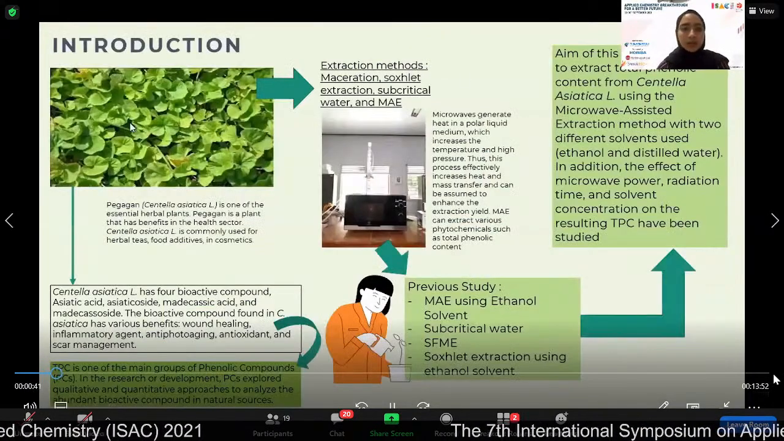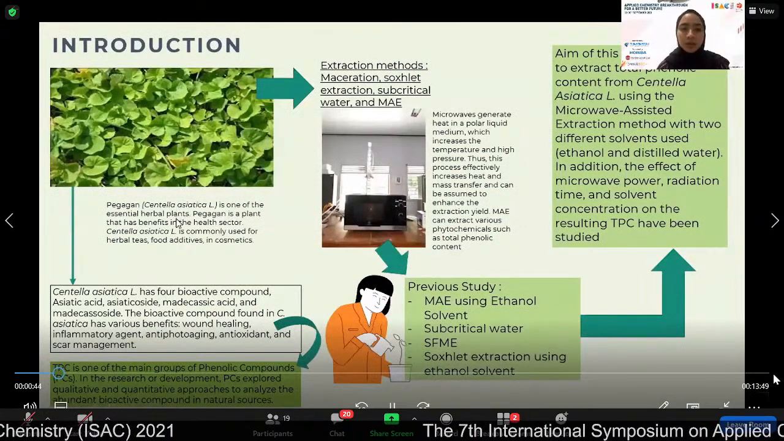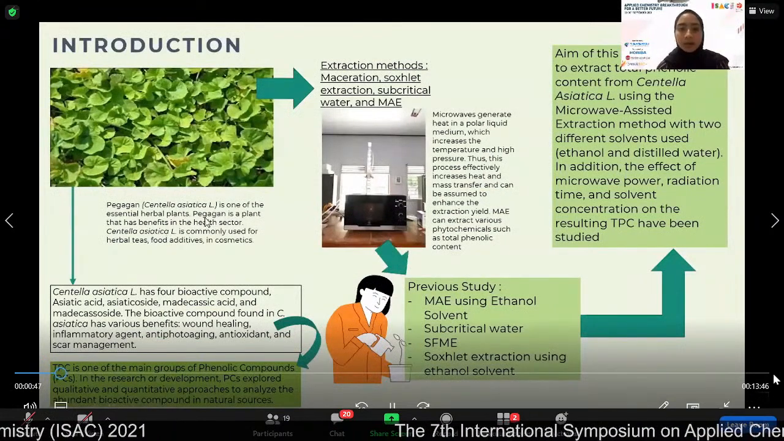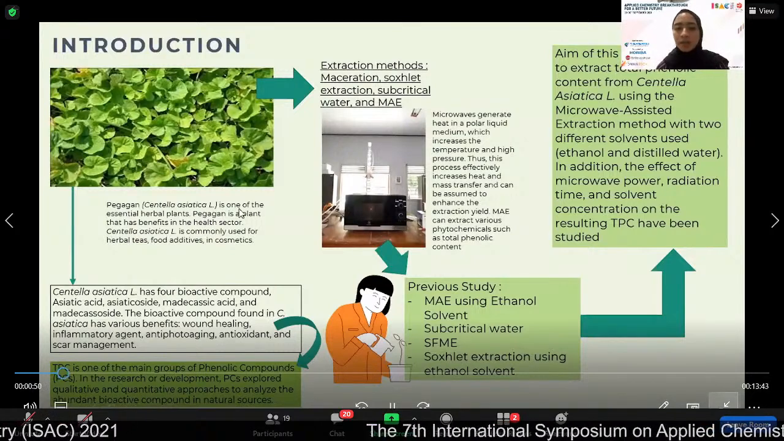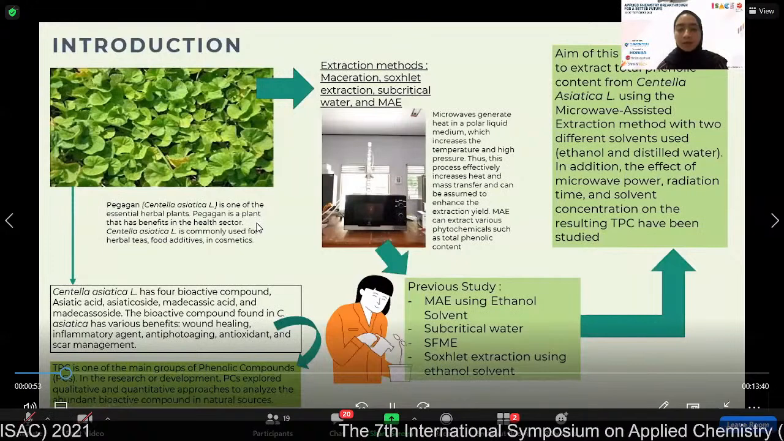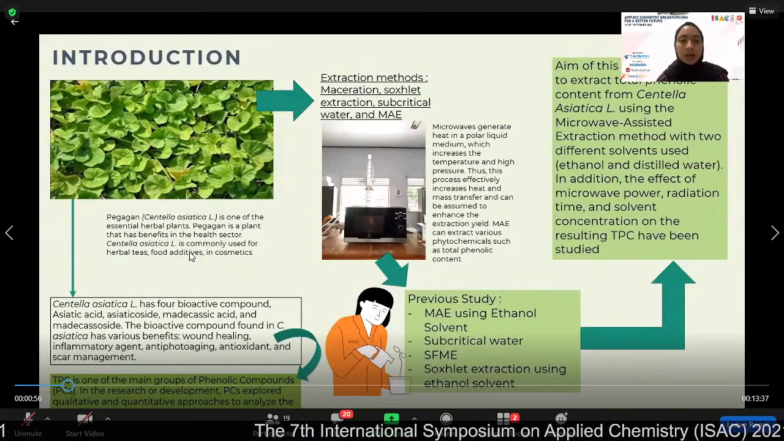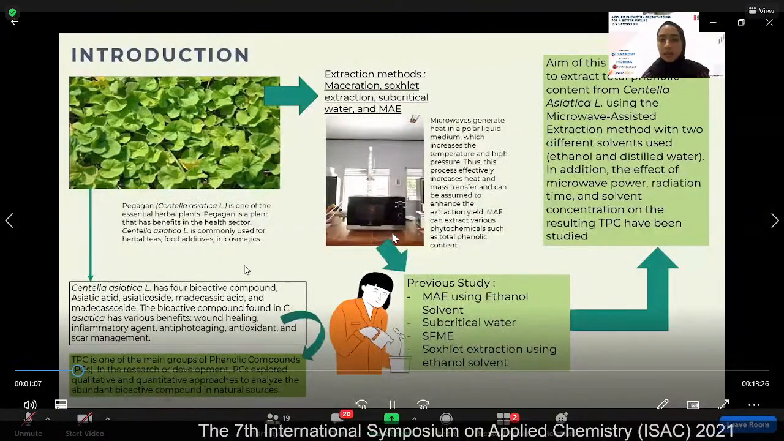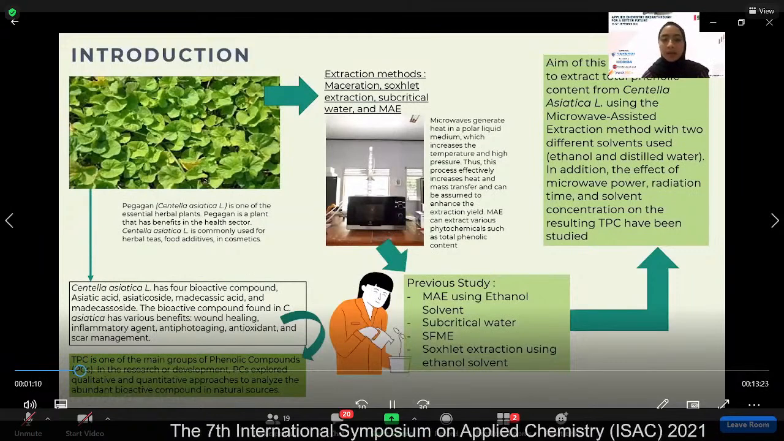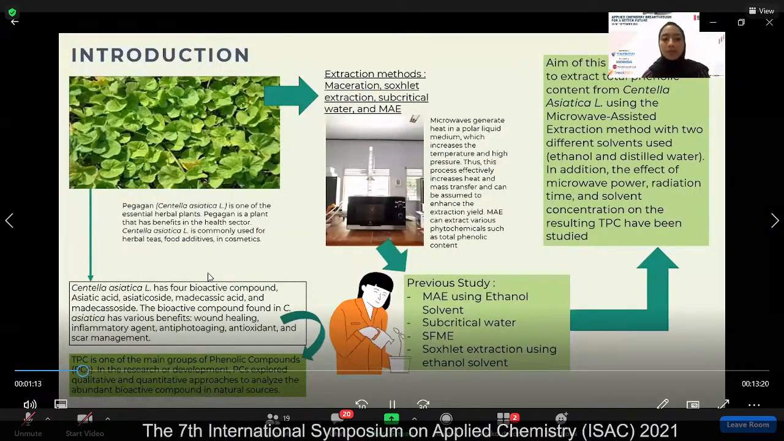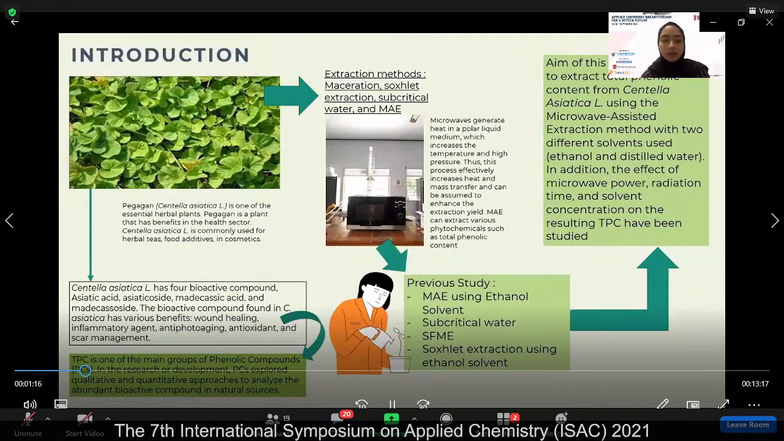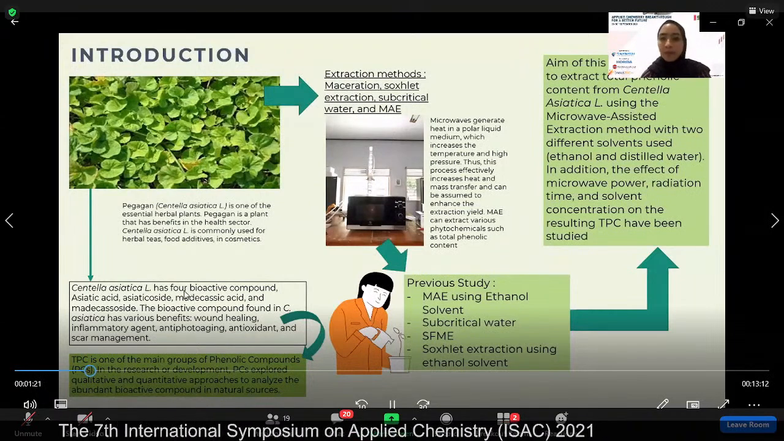The introduction: Pegagan or Centella asiatica is one of the essential herbal plants that has benefits in many sectors such as the health sector, pharmaceutical, and others. Centella is commonly used for herbal tea, food additive, and cosmetic additive. Centella has 4 bioactive compounds: asiatic acid, asiaticoside, madecassic acid, and madecassoside. And the bioactive compounds from Centella asiatica have various benefits. They are wound healing, anti-inflammatory, anti-photoaging, antioxidant, and scar management.